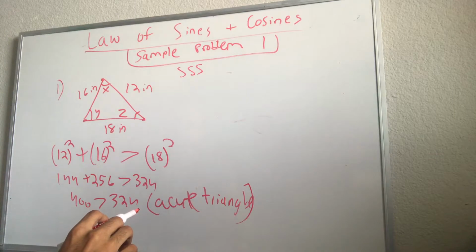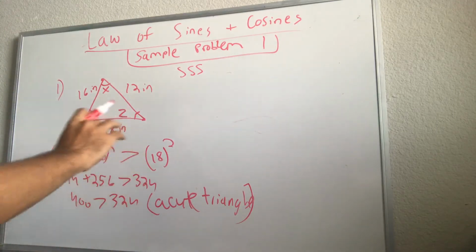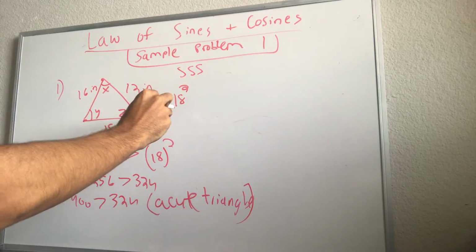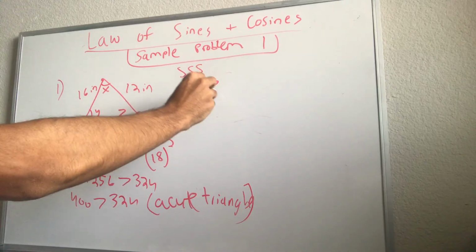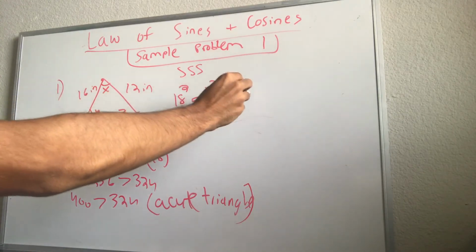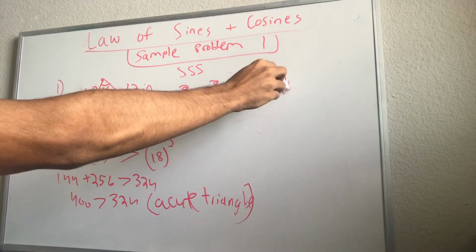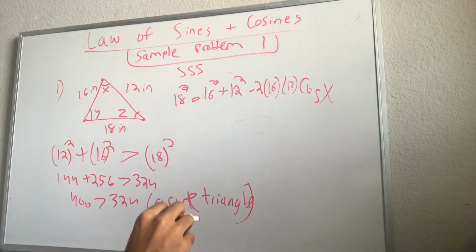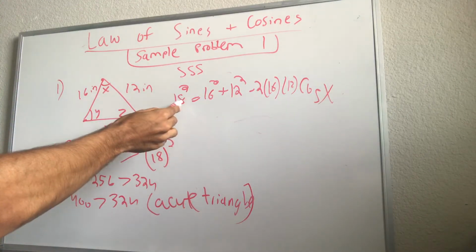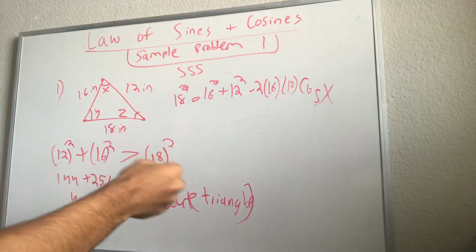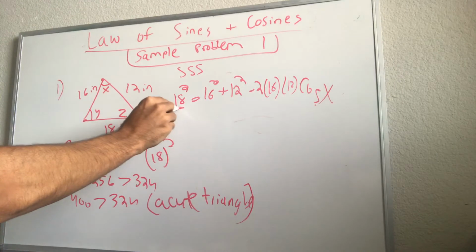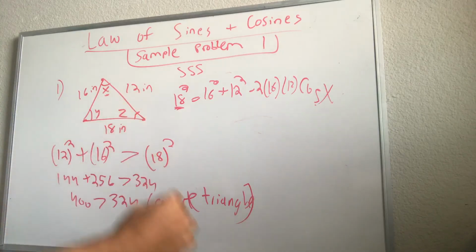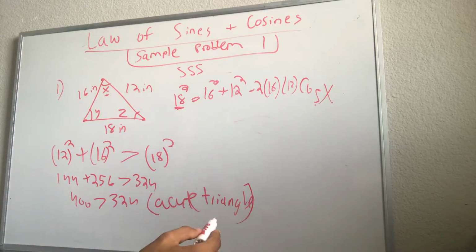So now we want to look at the law of cosines again, because we're given those three side lengths. If we use the formula, we know that 18 squared is equal to 16 squared plus 12 squared minus 2 times 16 times 12 times cosine of x. And it makes sense, because x must be the angle that is opposite the side length of 18. So this is the correct way of finding the measure of angle x.